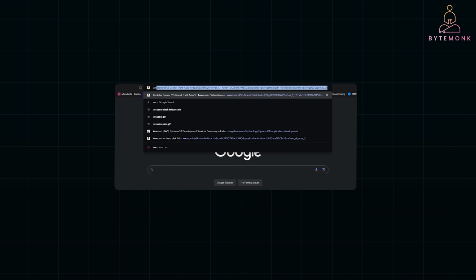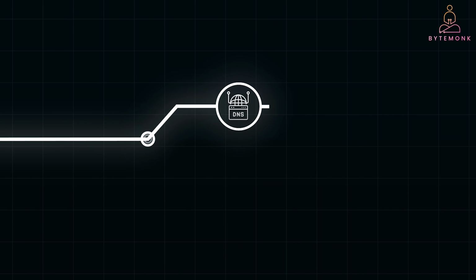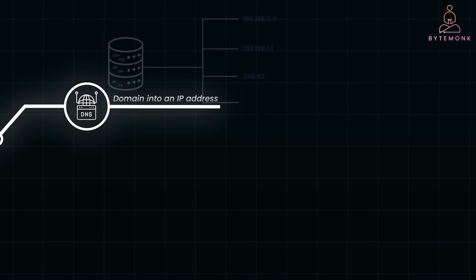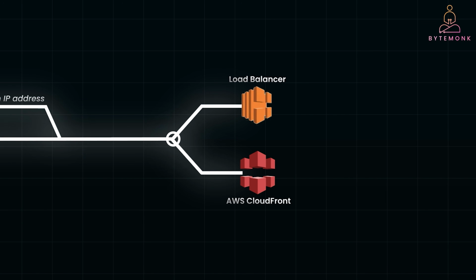When a user types example.com into their browser, the DNS acts as the internet's phone book, translating the domain into an IP address. This IP address could point to a load balancer or an AWS CloudFront distribution, depending on the architecture. Quick DNS resolution is crucial because it helps reduce initial load times, ensuring users can access your site quickly. So if you are using AWS Route 53, it helps you direct the user to the closest available server, ensuring fast and efficient routing.